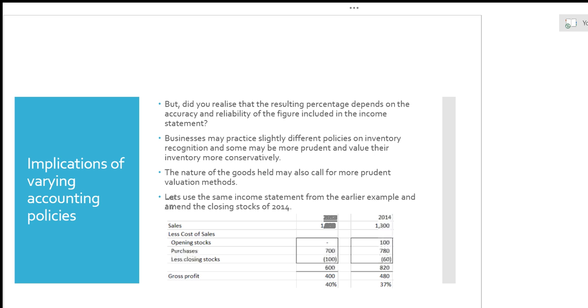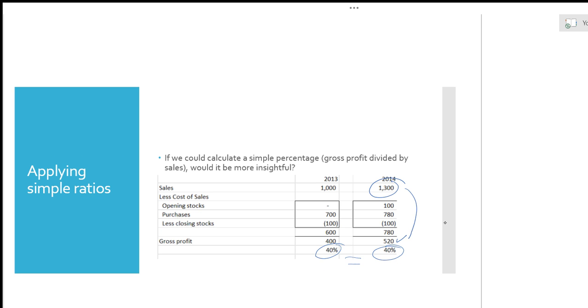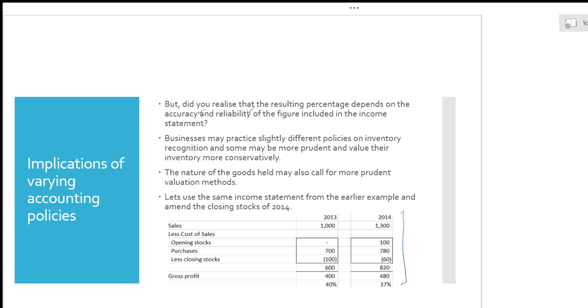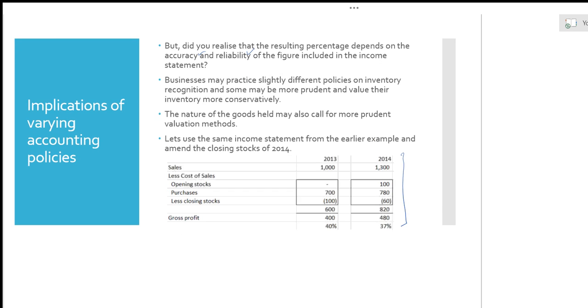Now, by looking at the income statement, we could also use ratios to understand that differences in terms of accuracy and reliability can also affect how we analyze the performance of a business from year to year. In this case, the figures here are exactly the same as the earlier slide. Observe, it's exactly the same. The difference is that closing stocks have been slightly adjusted lower.